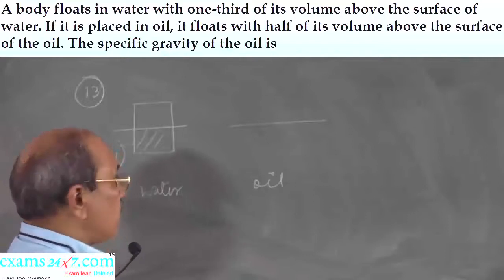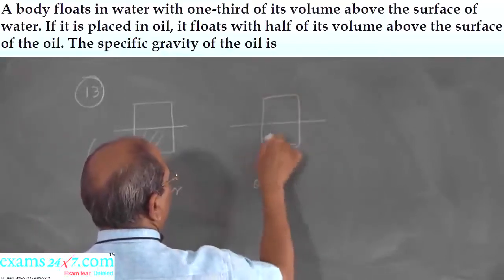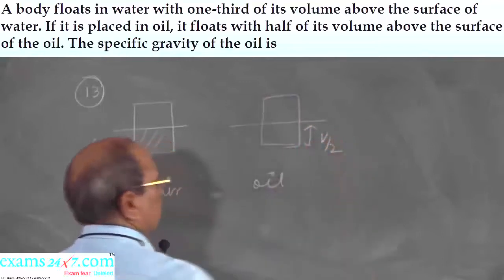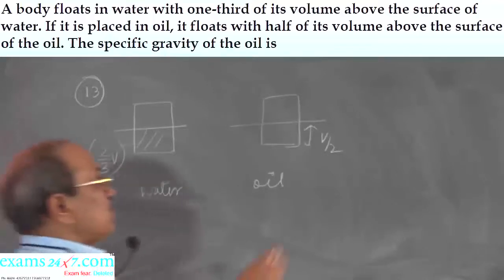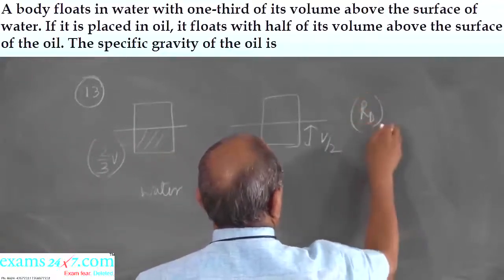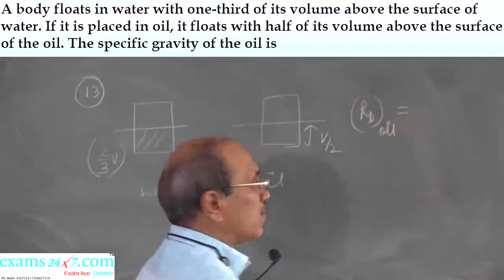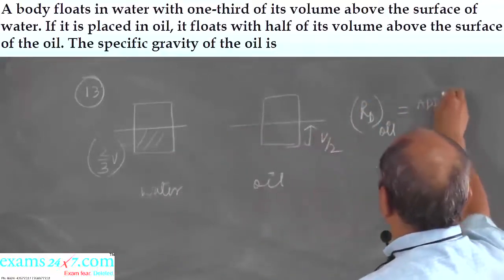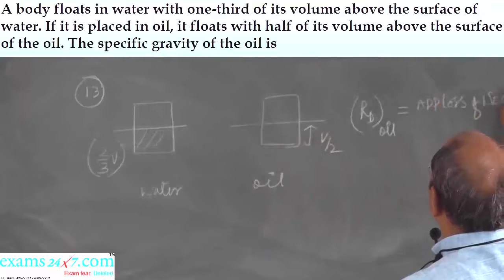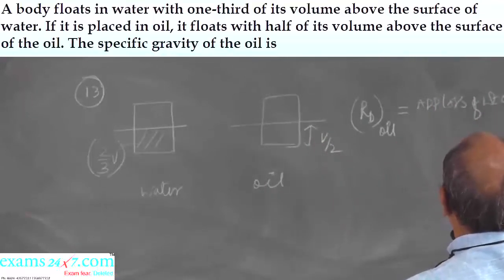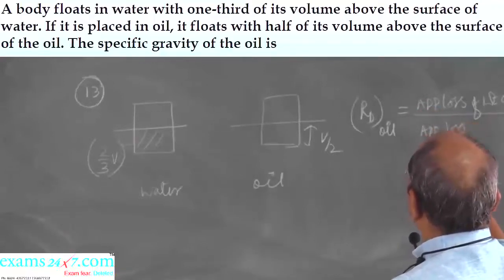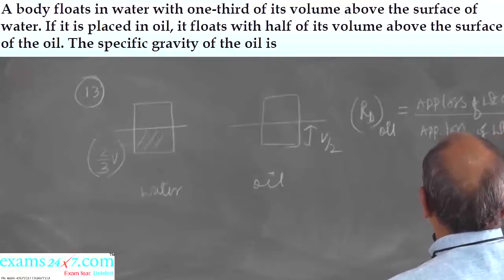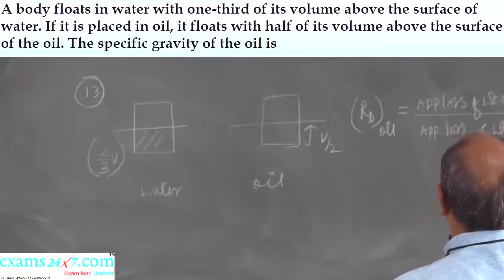When taken in oil, half of it. The same body when taken in the other liquid, the submerged volume will be V by 2, where V is the volume of the body. Specific gravity of the oil is asked. So relative density of oil is equal to the apparent loss of weight of the body in oil to the apparent loss of weight of the body in water.